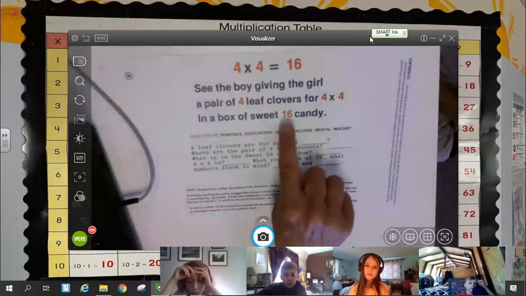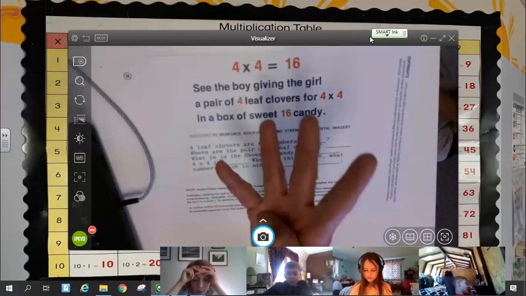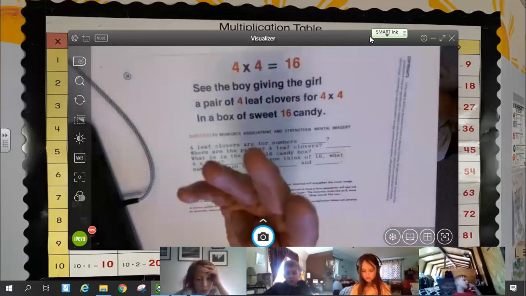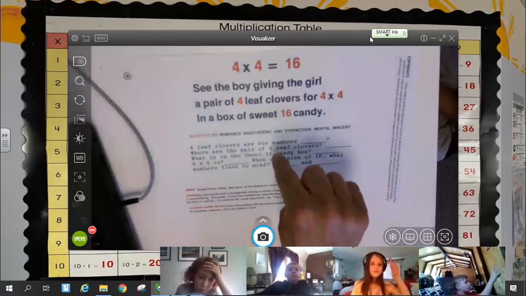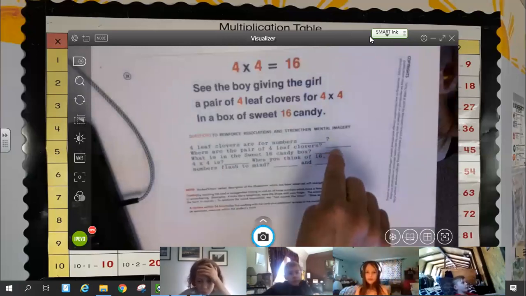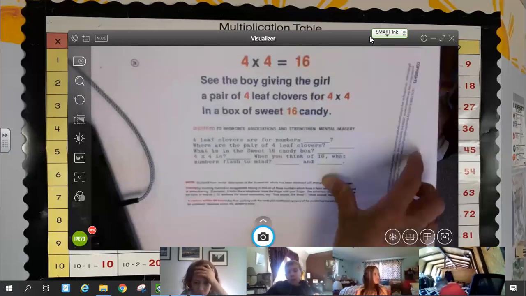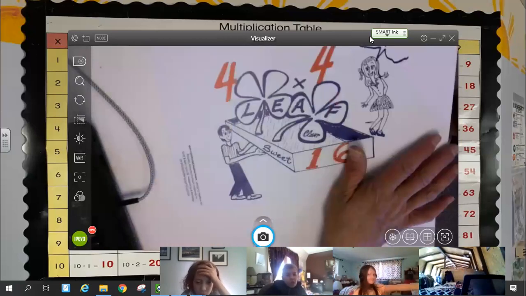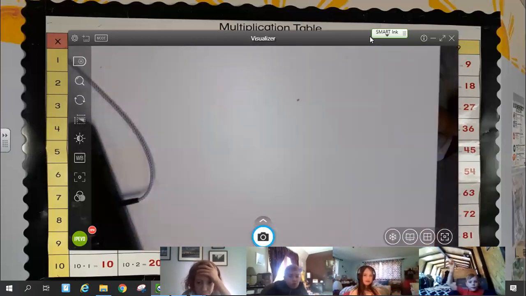See the boy giving the girl a pair of 4-leaf clovers for 4 times 4 in a box of sweet 16 candy. 4-leaf clovers are for numbers what and what? 4 and 4. What is in the sweet 16 candy box? Yep, a pair of 4-leaf clovers. 4 times 4 is sweet 16. I love it, man. It's good. All right, we've got 2 more, and then we will move on.